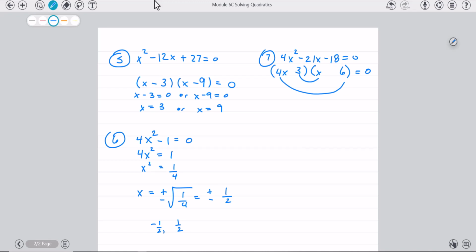Notice that the last term is negative, and the middle term is negative, which means your larger value, your 24, needs to be negative, so that would be negative. And now from here, I just set both of my factors equal to 0, so 4x plus 3 equals 0, or x minus 6 equals 0. So I get 4x equals negative 3, x equals negative 3/4, and this one's a little easier, x equals 6.